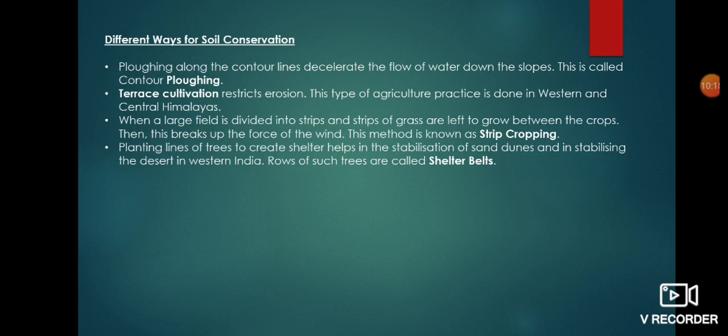Large fields can be divided into strips. Strips of grass are left to grow between the crops. This breaks up the force of the wind, and this method is known as strip cropping.